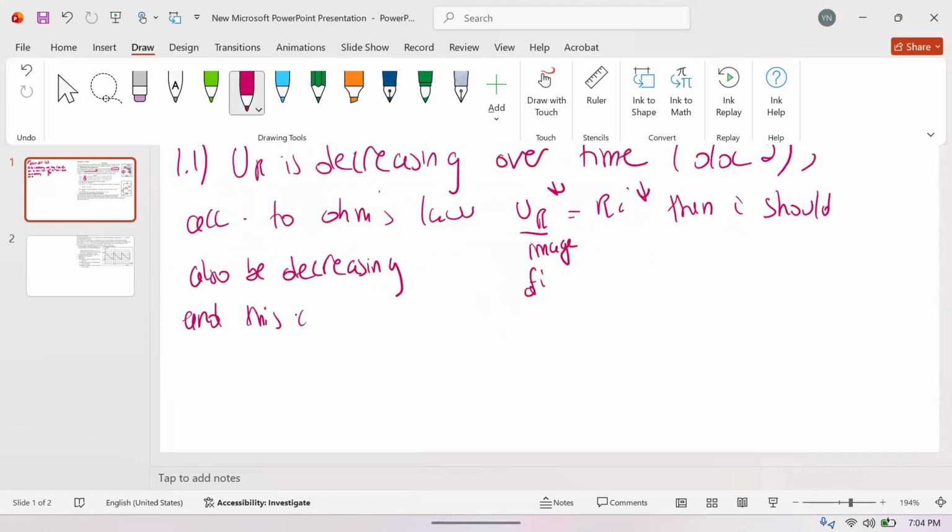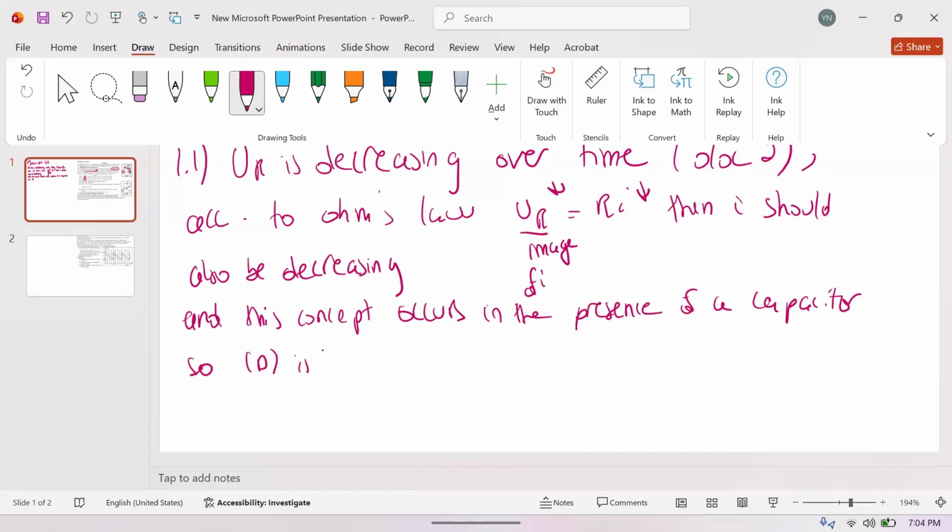And this concept occurs in the presence of a capacitor. So D is simply the capacitor.